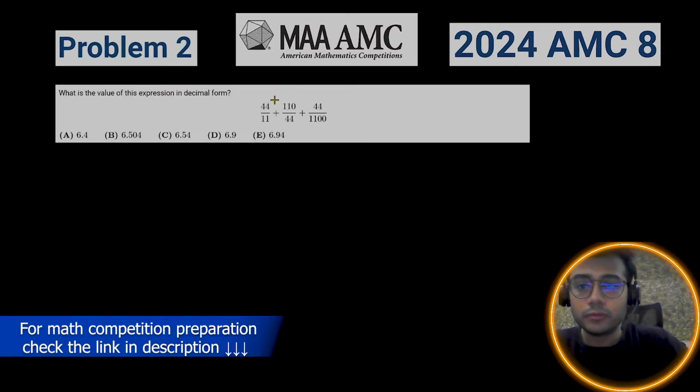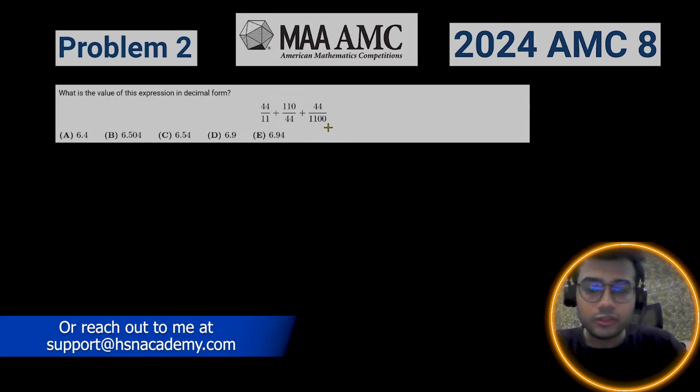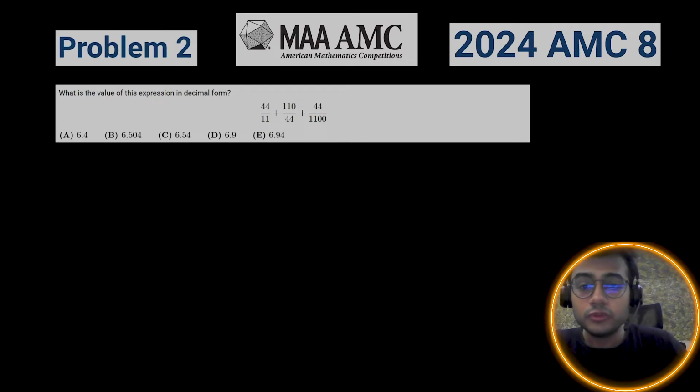Okay, so in this problem, they want us to evaluate this expression. Now, of course, you can just go ahead, take the common denominator and do that, but that's going to be long. So what we're going to do is simplify the fractions first before we try to add them. I see that there is a common factor of 11 here. So it's 11 times 1, 11 times 4. The same thing goes here. This is 11 times 10 and 11 times 4, and this is 11 times 4 and 11 times 100.